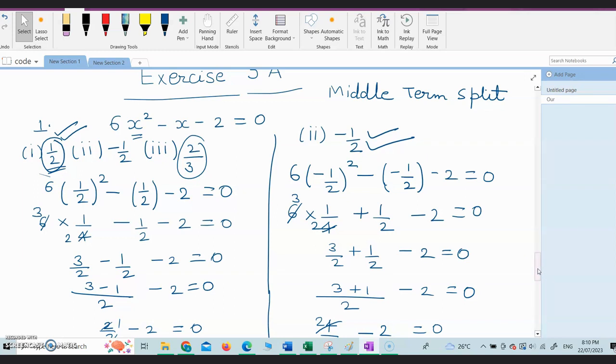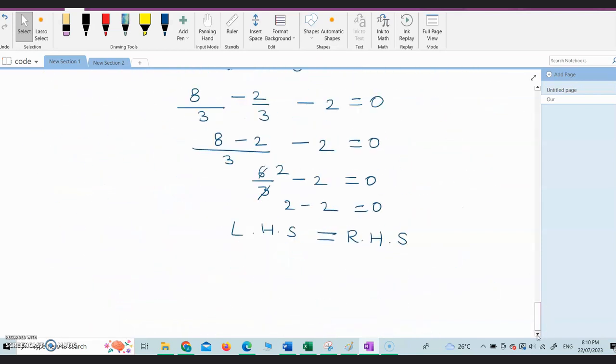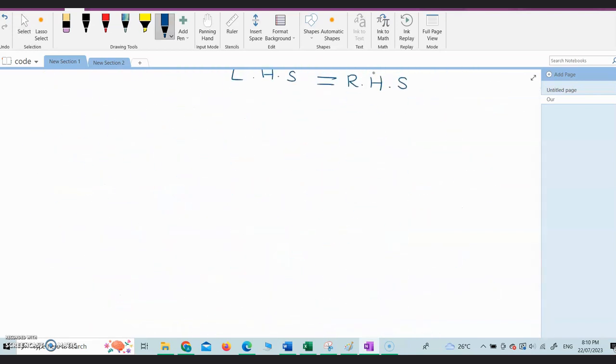So we can find another method as well, where you can simply solve this equation, find out the roots, and you can say which one is the root or which one is not the root. And for that we are going to use this middle term split method. So let's solve this by using the middle term split method. I will write the equation one more time over here.